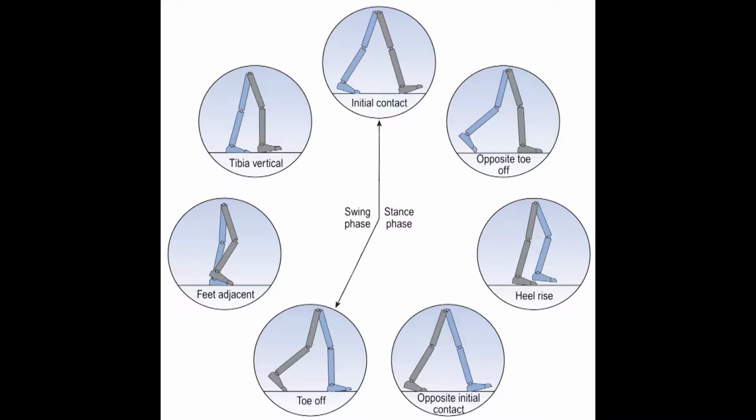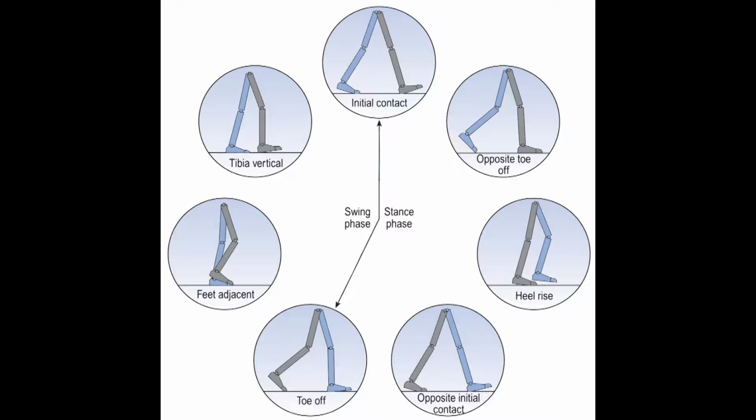After being divided into stance and swing phases, gait is further subdivided into these 7 events. The first event is called initial contact, and it's when your heel first touches the ground when you take a step. In this diagram, it's the right leg, which is colored gray. The next event is opposite toe off, and it's when the toe of the blue foot, or your opposite foot, leaves the ground.